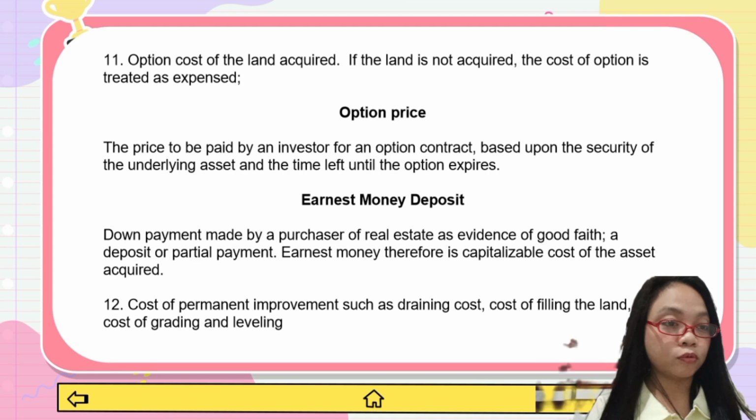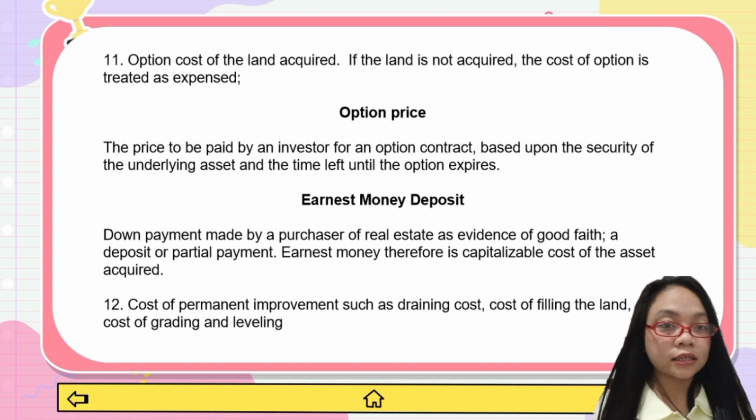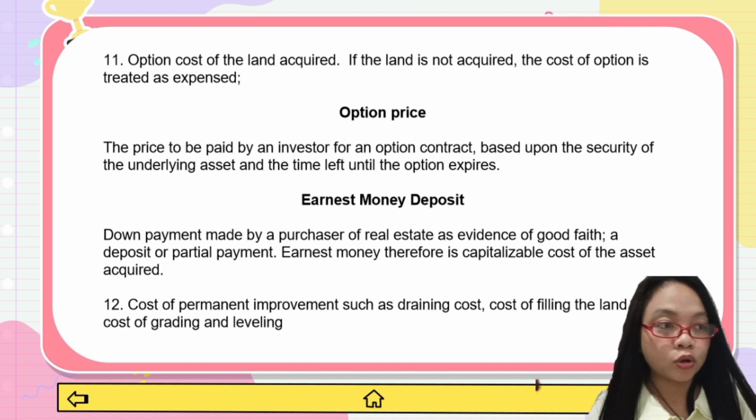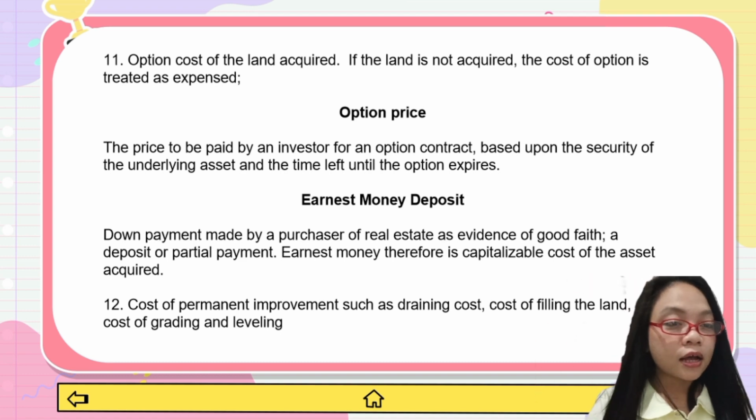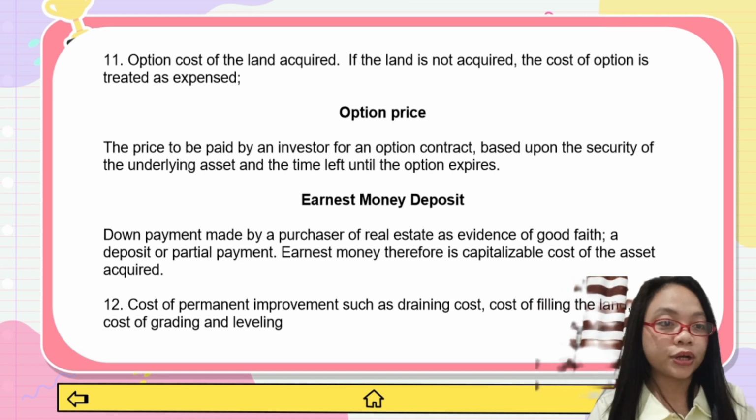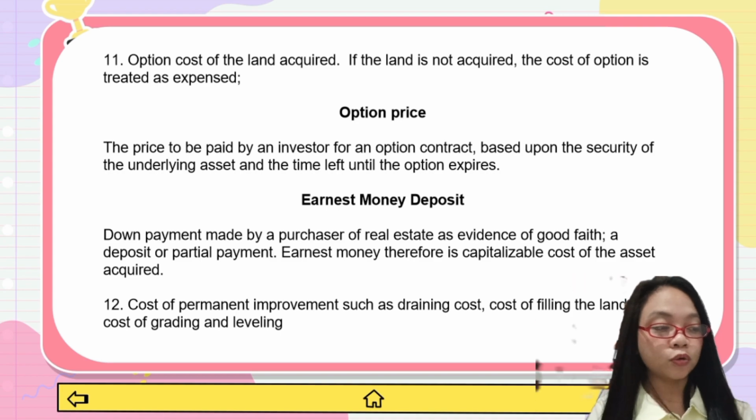For earnest money deposit, ang earnest money deposit is down payment nato in purchase nato sa isa ka property. So, kaning earnest money deposit shows po sa seller how we are serious in purchasing this particular property. So, it is capitalizable cost pod of the asset acquired or of the land. And then, cost of permanent improvement such as draining cost, cost of filling the land, or cost of grading and leveling. So, mao ni mga cost or expenses in the improvement of the land or preparing the land for use.